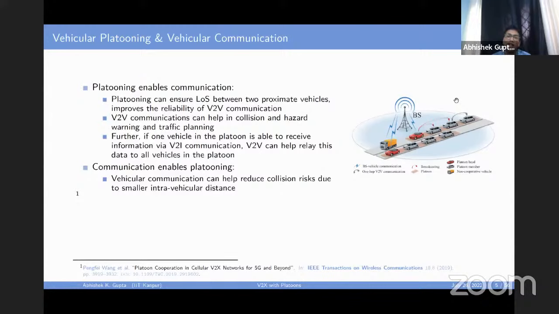But we can also see that platooning is not possible without communication, because you will have a smaller distance between the vehicles, so you need very fast communication between these vehicles. And that's where vehicle-to-vehicle communication can help us reduce collision when we talk about platooning. So there is a two-way connection between platooning and communication, and that's why it's very important to understand how platooning affects communication, how communication affects platooning, and how we can jointly compute the performance of such networks, where we put platooning together with communication.